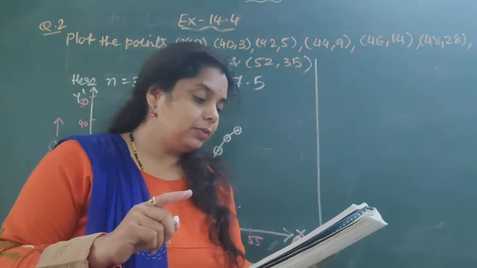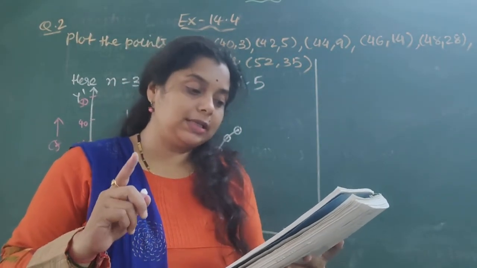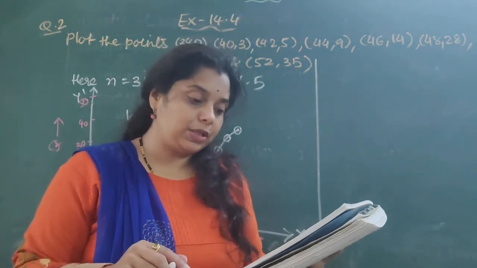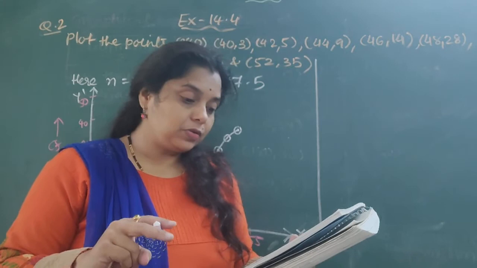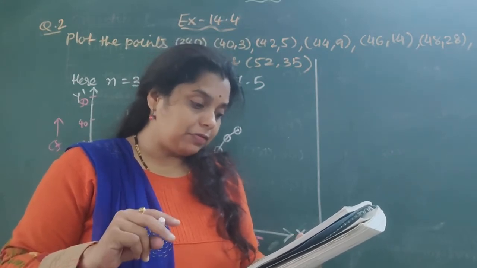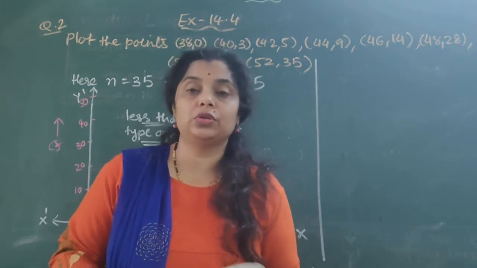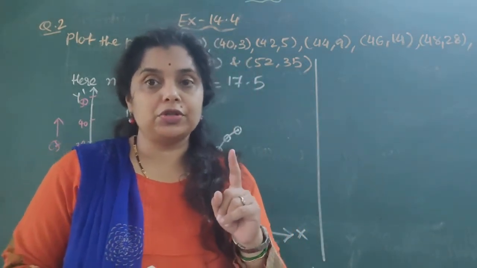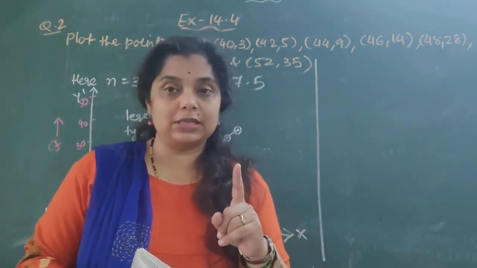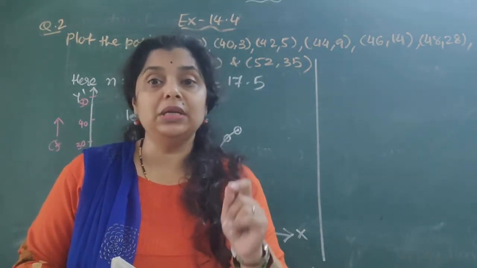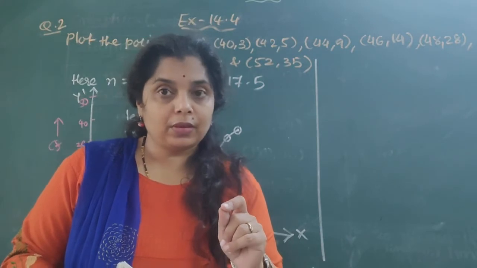They are asking to draw a less than type ogive for the given distribution data and hence obtain the median weight from the graph and verify the result by using the formula. So here we have to do 2 different things. First we have to plot a less than type ogive graph. Then from that we have to find out the median weight.